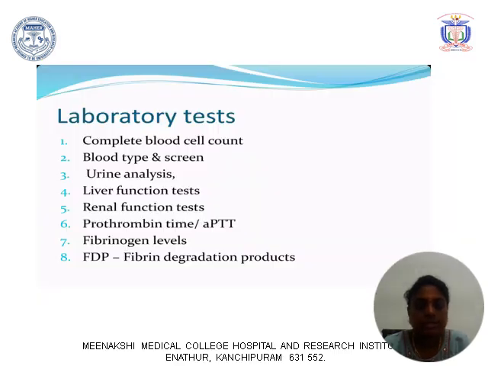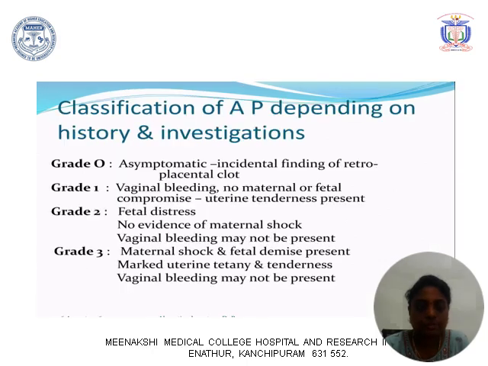Laboratory tests we do routinely are CBC, blood grouping and typing, urine analysis, liver function test, renal function test, prothrombin time, APTT, fibrinogen levels, and fibrin degradation products. Classification of abruption, based on history and investigations, is divided into grade 0, 1, 2 and 3.